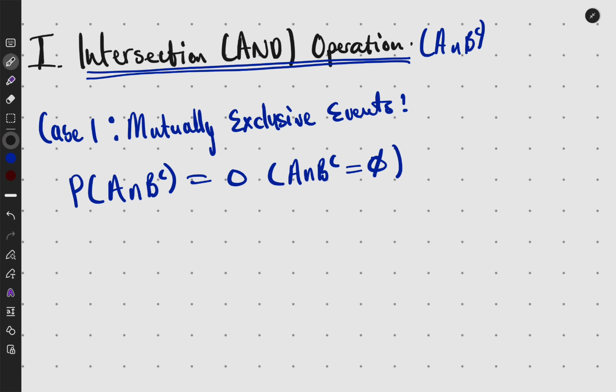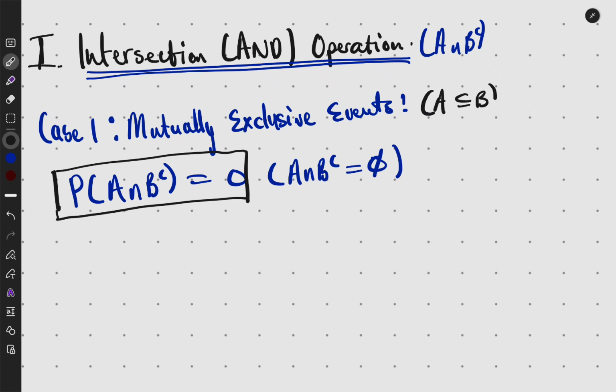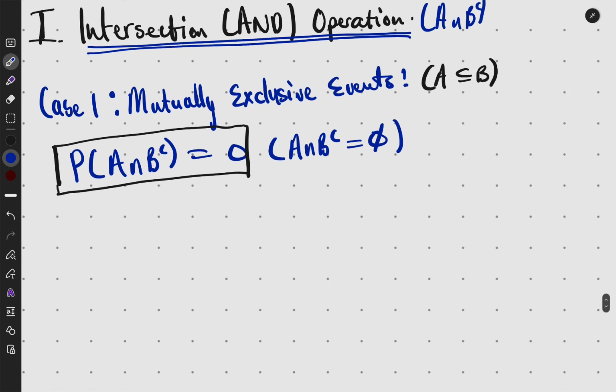The probability of this is going to be 0 because they can't happen together. What is the probability that A and B complement will happen together? Well, if they are mutually exclusive, remember that it means A is a subset of B, right? Now, how can you have A being a subset of B and yet it has things that are out of B? That's impossible. Everything in A is also in B. So this is just going to be what happens. I hope you're understanding.